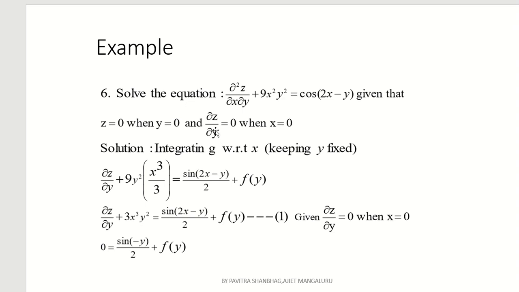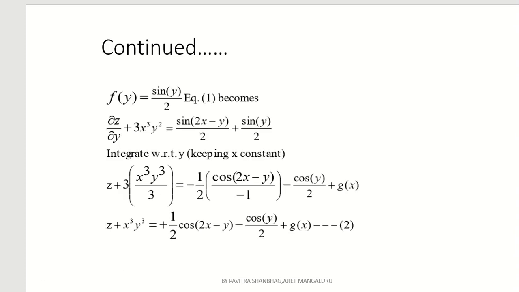But what is the condition given? ∂z/∂y equals 0 when x equals 0, given. Use that condition and find the value of small f(y). ∂z/∂y is 0, x is also 0. So 0 plus 0 equals sin(0 − y)/2 plus f(y). So minus sin y/2 plus f(y) equals 0. What is small f(y)? Sine of minus theta is minus sine theta. So minus sin y/2 plus f(y) equals 0 means f(y) equals sin y/2. Right? So we got f(y) equals sin y/2.